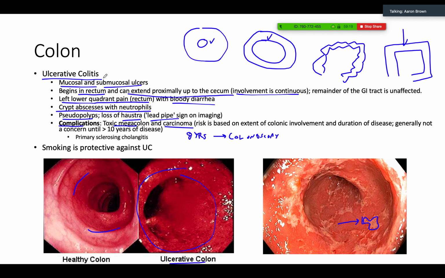Why? Because ulcerative colitis only involves the colon. Unlike Crohn's disease, which can involve anything from the lips all the way to the anus, ulcerative colitis only involves the colon. If you take out their whole colon, they will not have any more problems. Okay?